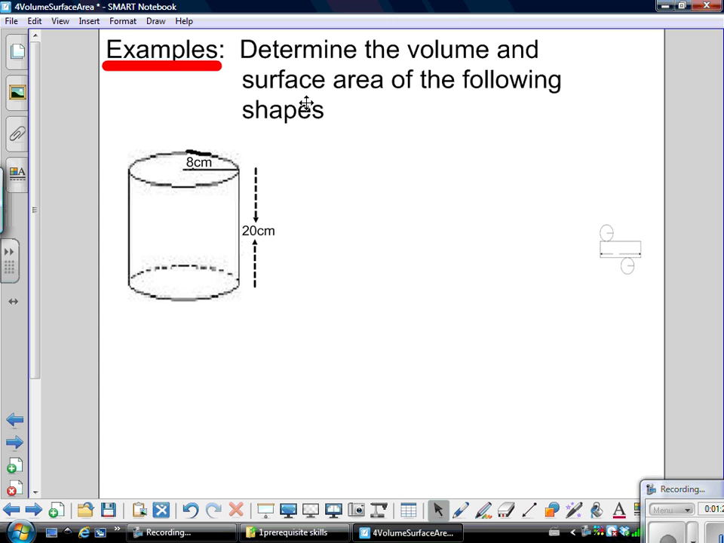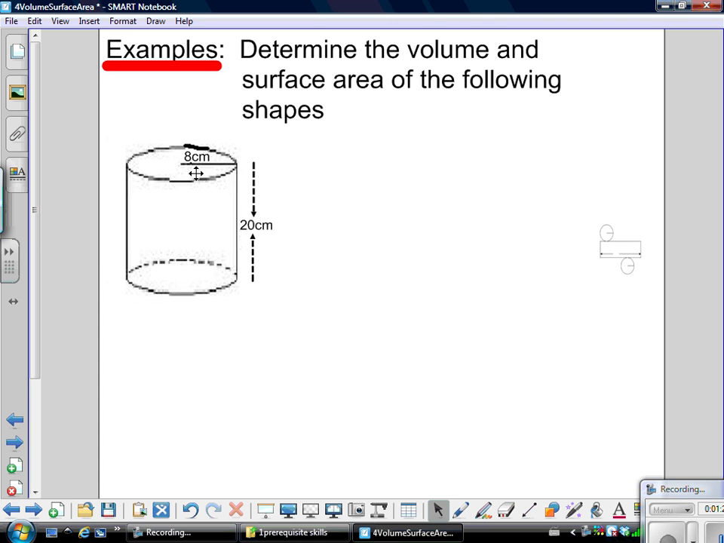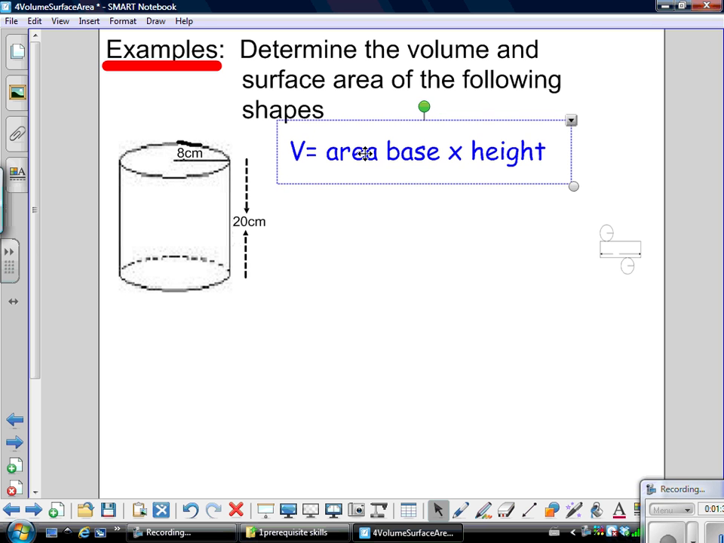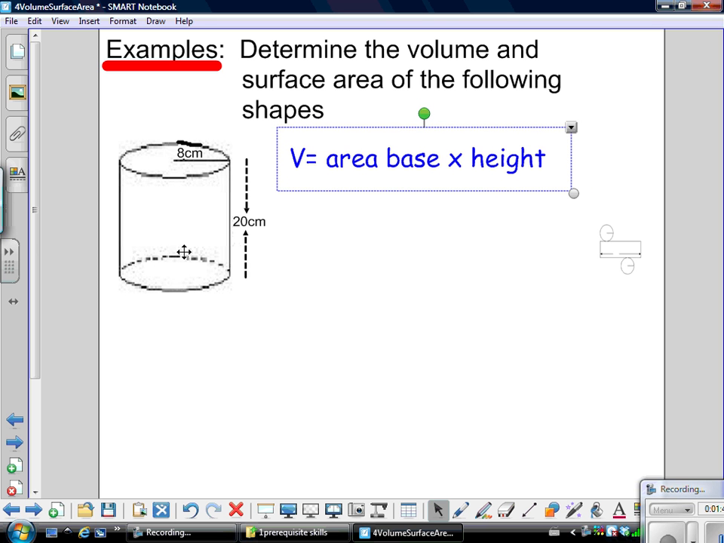The first example is to determine the volume and surface area of the following shapes. As you can see, the first shape is a regular shape. It is a cylinder. Now we know the volume is the area of the base, so the area of a circle, multiplied by the perpendicular height. We can see that we have the radius, so we can find the area of the base and then multiply it by the height. That's the first thing we're going to do.